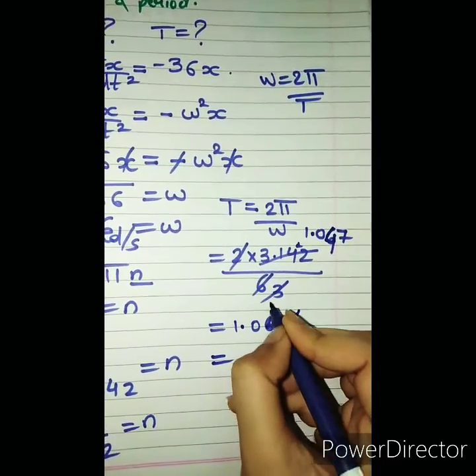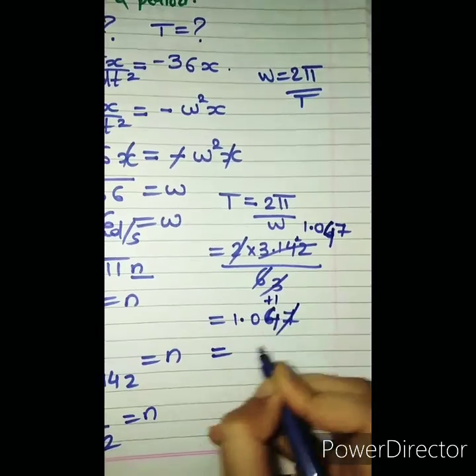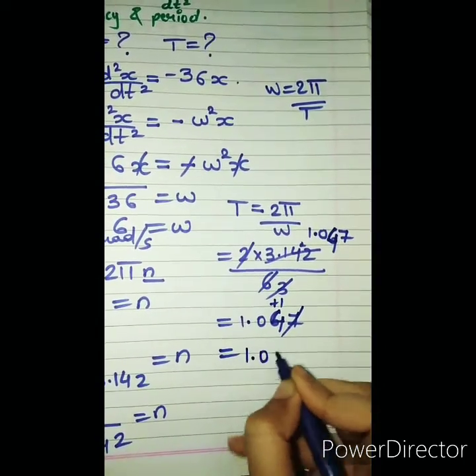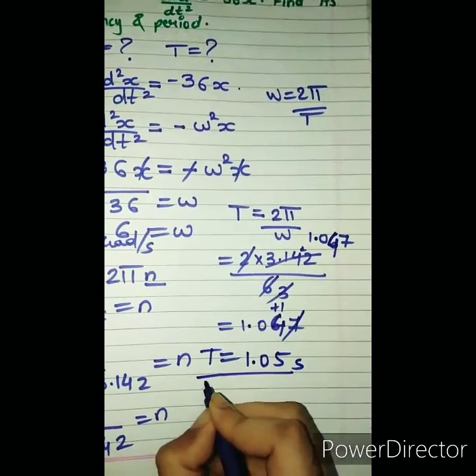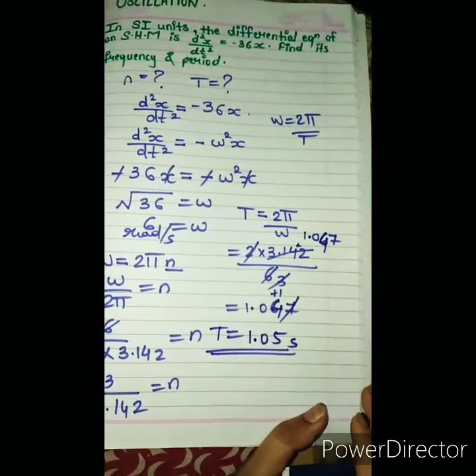Now, since this number is greater than 5, cancel it and add 1 over here. This will give me 1.0. 4 plus 1 is 5 seconds. This is the time period.